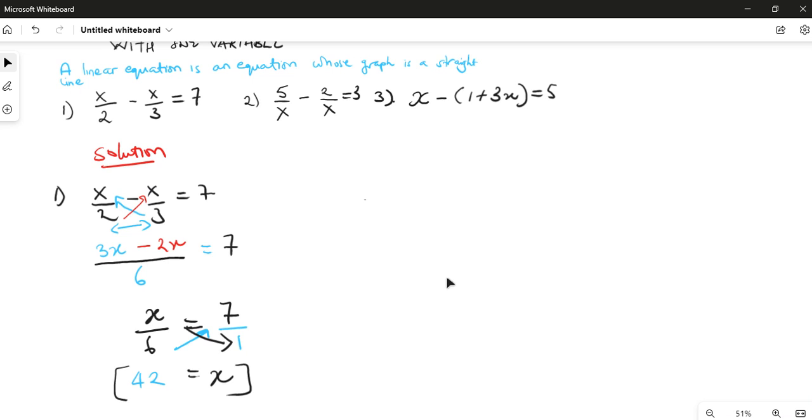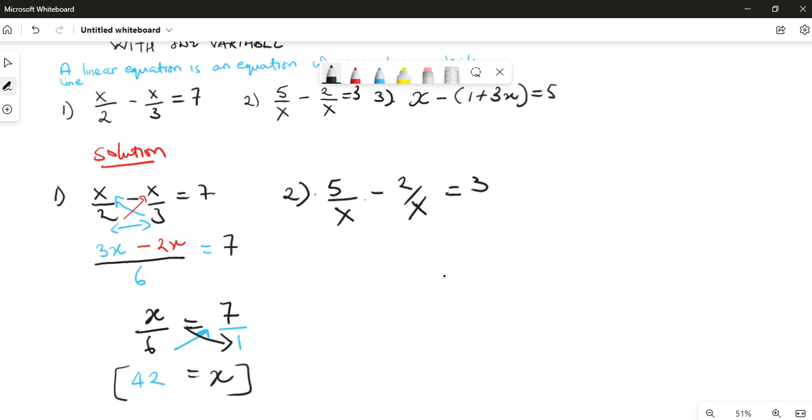We go to our next question. We have 5 over x minus 2 over x equals 3. Now, notice here that we have the same denominators. The same denominator, it is x. We don't even need to multiply these denominators. x divided by x, that is 1. 1 times 5, that is 5, minus x divided by x, that is 1. 1 times 2, that is 2.